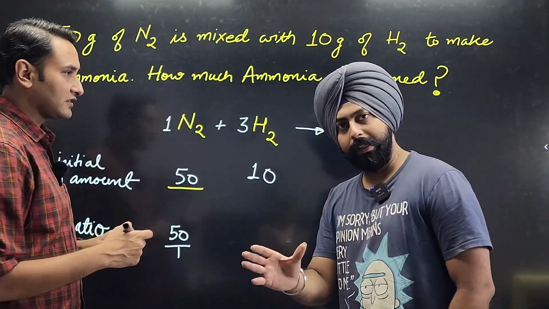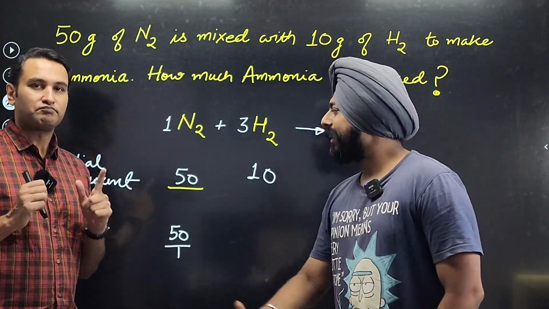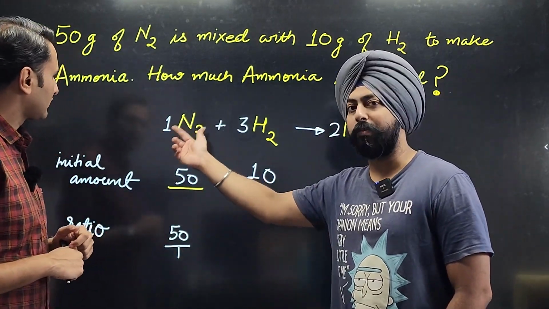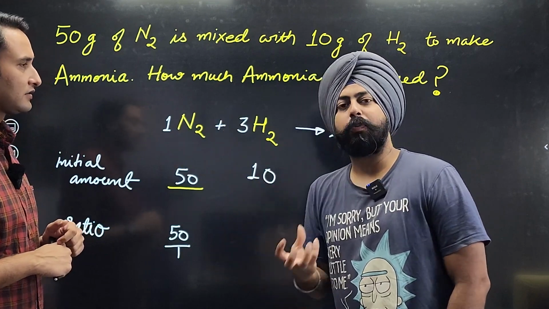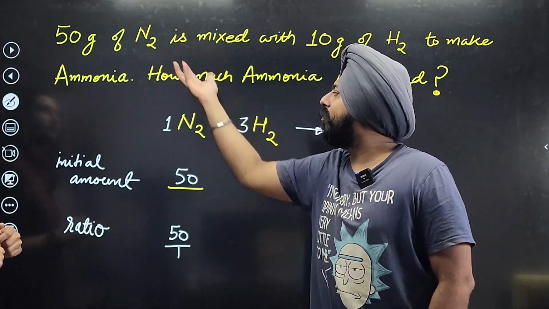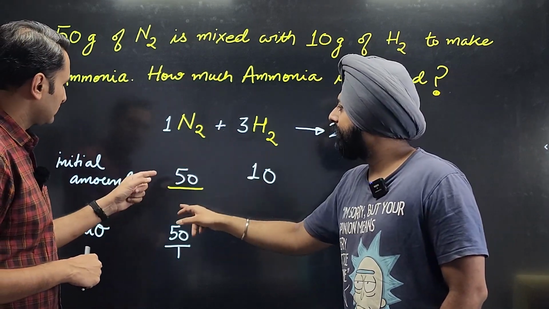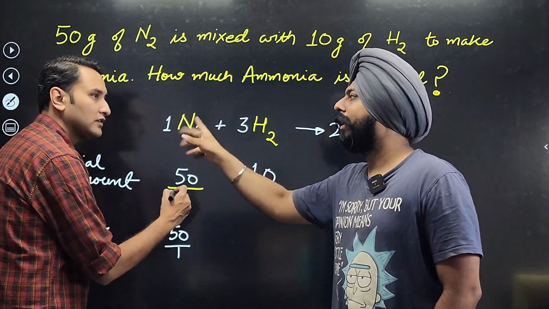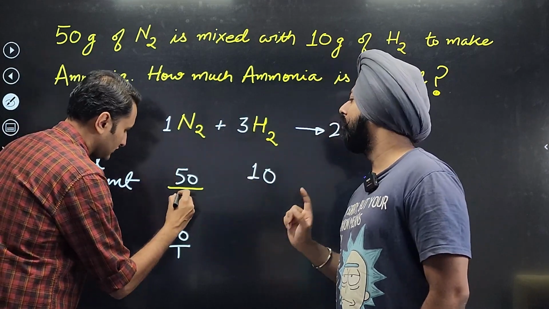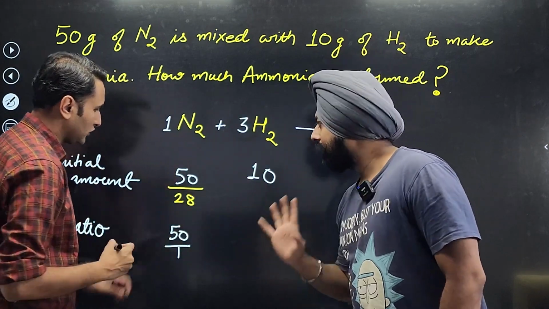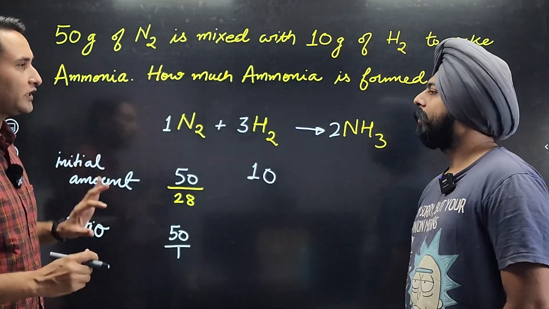Given weight divided by molecular weight is equal to number of moles of the substance. Number of moles is an expression of the number of molecules that are there. तो moles कैसे निकालेंगे? 50 divided by N2 का molecular weight आएगा 28 grams per mole. So 50 upon 28 moles हो गए नाइट्रोजन के.